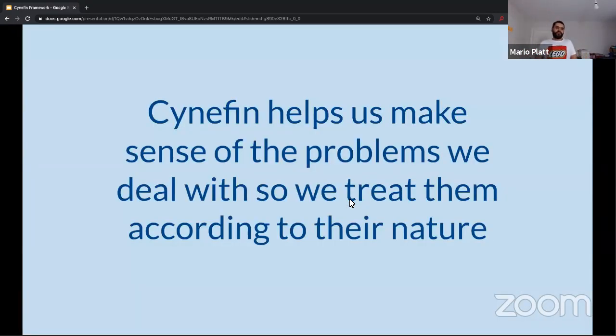Cool. So, and then this is kind of the end. The Cynefin framework, I think, helps us make sense of the problems that we deal with so we can treat them according to their nature. Right? So this is kind of the final message that I'd like to leave everyone with. So I hope that this was good, informative, and that you can all take something out of it. I certainly had a lot of fun giving this talk.